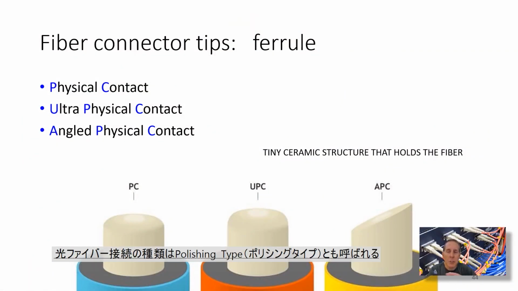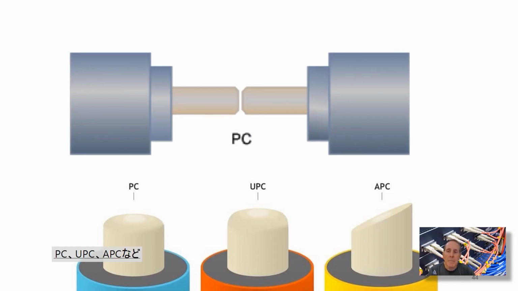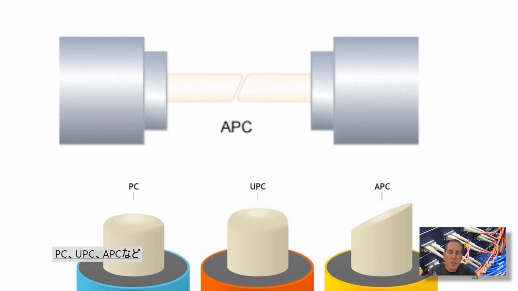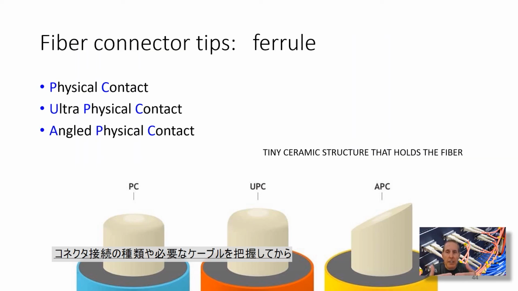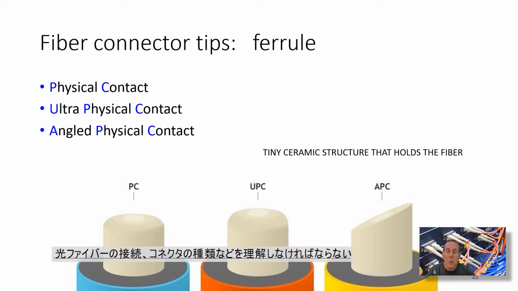There are 3 kinds of shaping. Sometimes it's called polishing type, but they are PC, UPC, and angled physical contact, or APC. You have to know what you're buying and what you're connecting, because if you take a cable that's got an APC shaped ferrule and you insert it into a connector that's UPC, you're going to damage something. So you've got to know what these shapes are, which in most cases are called polishing types.